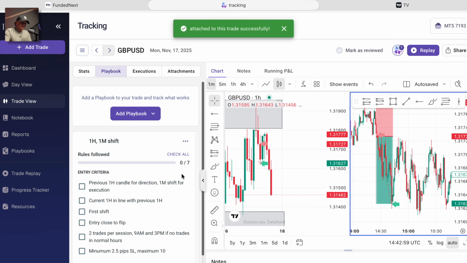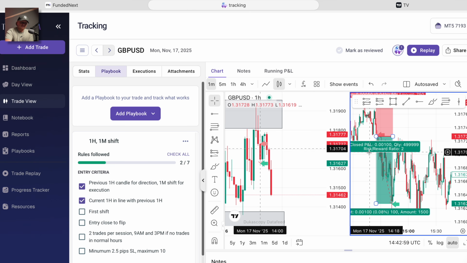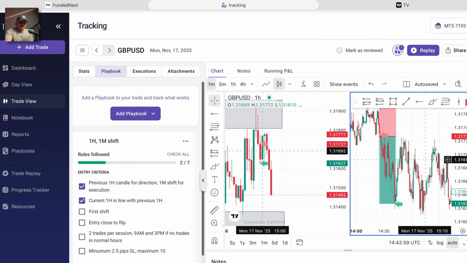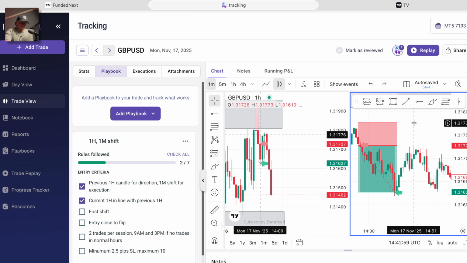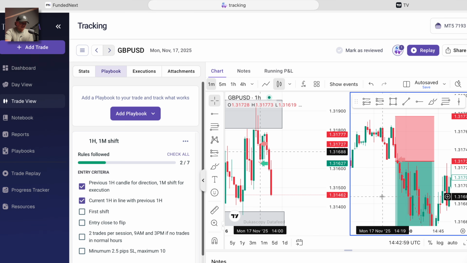Now, if we look at the rules, I'm not going to be able to tick all of them. So the previous 1 hour for direction, 1 minute for execution, yes. Current 1 hour in line with the previous 1 hour, yes. First shift, it wasn't. We can't say that it was the first shift because the first shift was further up. It was just not valid because of the current hourly candle not being in our direction. It also wasn't necessarily a clean shift. I mean, there's no shift from bullish price action to bearish. Price action, if anything, is just moving a little bit sideways, acting a bit weird. Not really what we want to see.